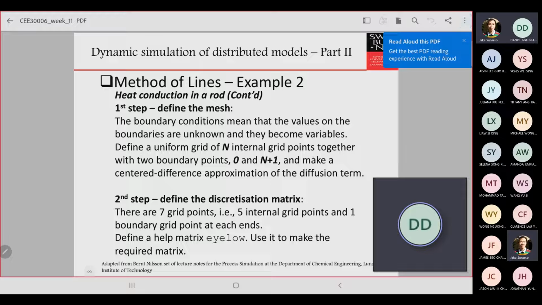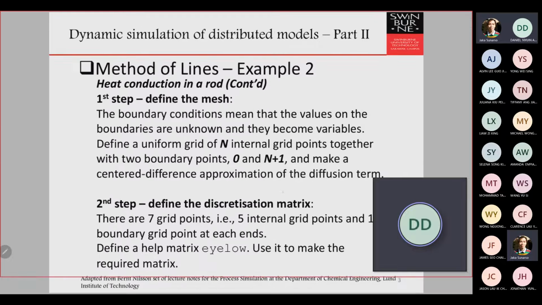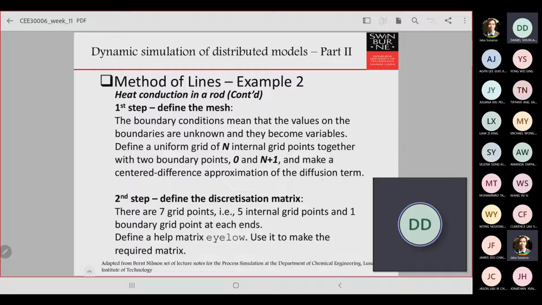Okay. The first step will be to define the mesh. The boundary conditions mean that the values at the boundaries are unknown and they become variables. So we define a uniform grid of n internal grid points together with two boundary points. The two boundary points are at 0 and at n plus 1. And then we want to make central difference approximations of the diffusion term.